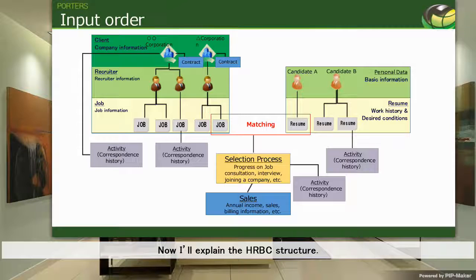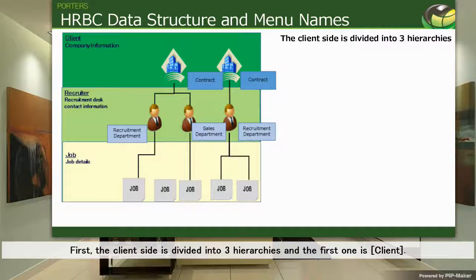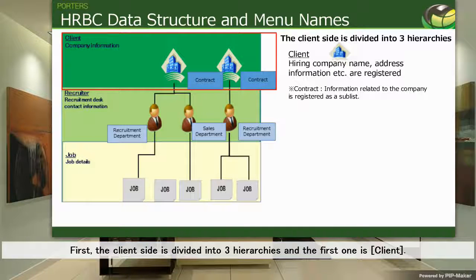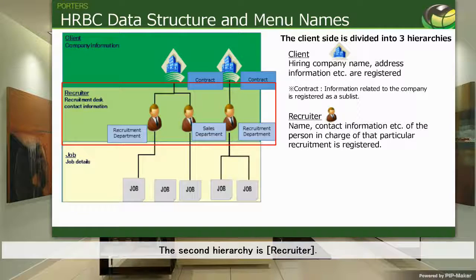Now I'll explain the HRBC structure. HRBC is divided into two main categories, the client side and the candidate side. Each side is divided into hierarchies. First, the client side is divided into three hierarchies, and the first one is client. In client, there is the company name, address information, etc. registered. The second hierarchy is recruiter.